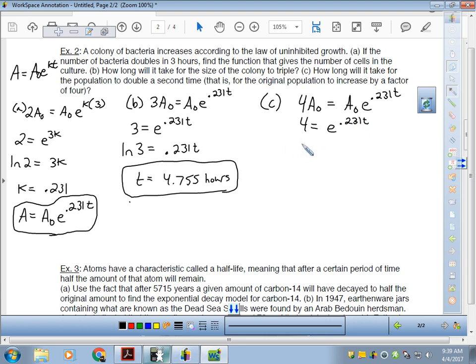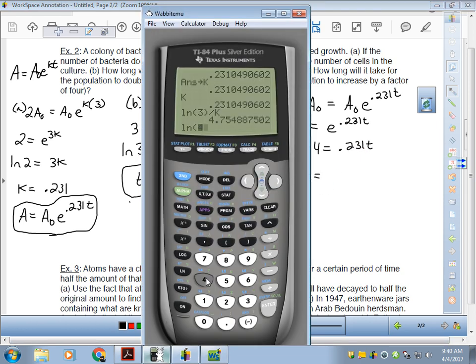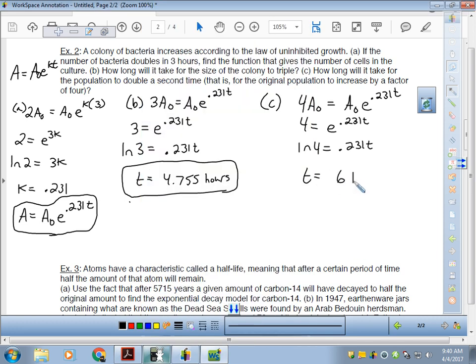Take a natural log on both sides. So natural log of 4 equals 0.231t. Divide the 0.231 across. Natural log of 4 divided by our k value ends up being 6. It comes out as exactly 6, which is nice. So again, that's kind of how these problems work.